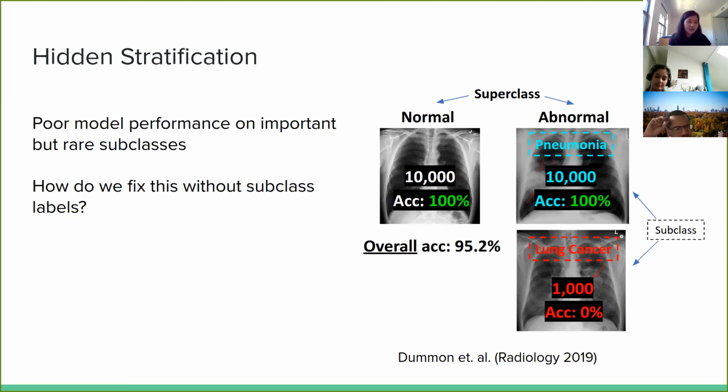As an example, in these chest x-rays, we can see that these models can usually distinguish between abnormal and normal scans pretty well, but there's a rare subclass of abnormal scans, lung cancer, where we only have a very small amount of samples. The overall accuracy hides the fact that our model is performing very poorly on this subpopulation. The challenge here is how can we find what these subpopulations are when we don't have these labels, and how can we fix them?